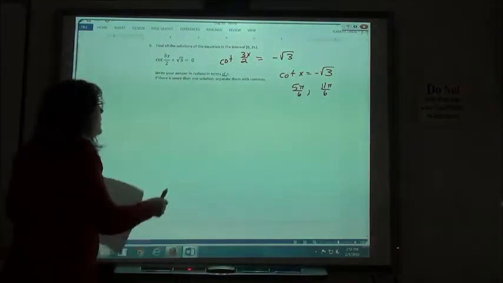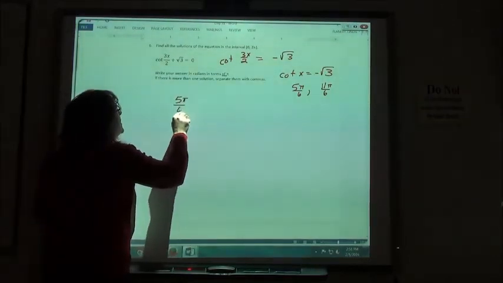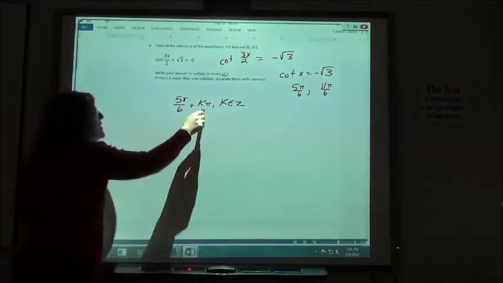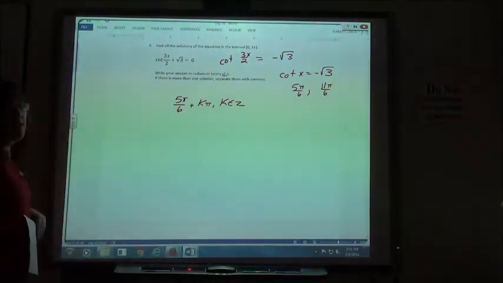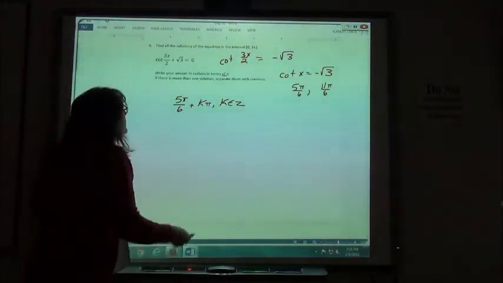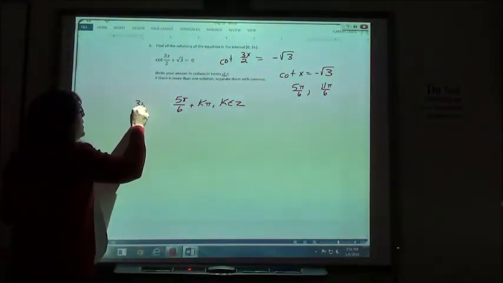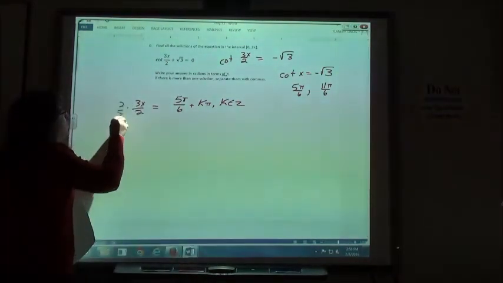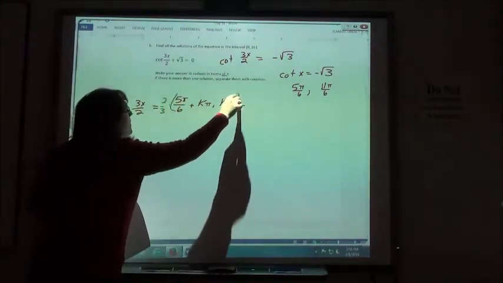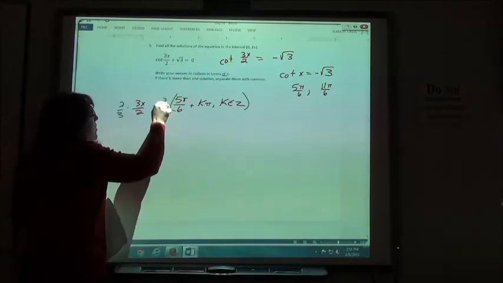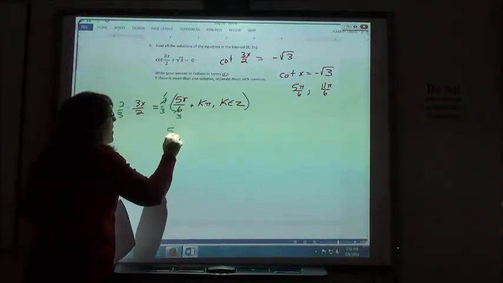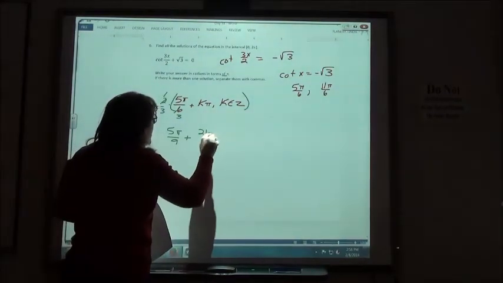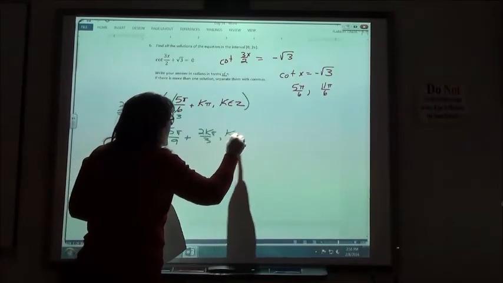And so normally I'm just going to say 5 pi over 6 plus k pi, with k being an element of z, because tangent and cotangent have a period of 180 degrees, or pi, each one. That's going to equal my 3x over 2. And so if I'm going to solve that, I'm going to multiply by 2/3. So, reducing 1 and 3 gives me 5 pi over 9, plus I still have to take the 2/3 there, so 2k pi over 3, with of course k being an element of z.